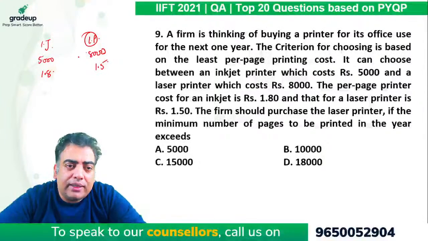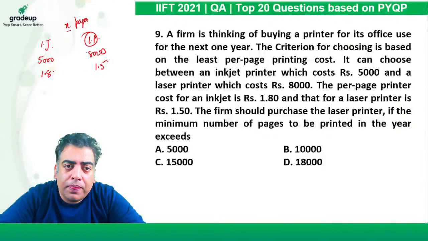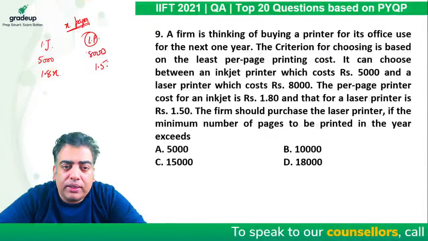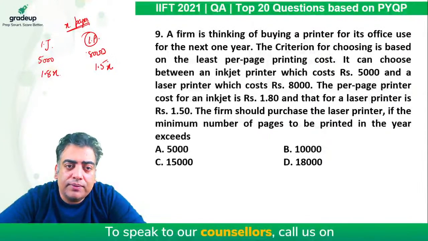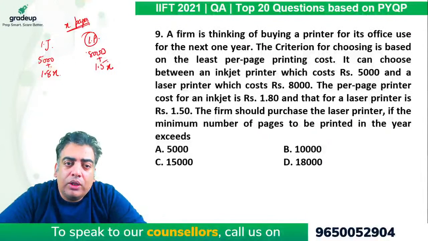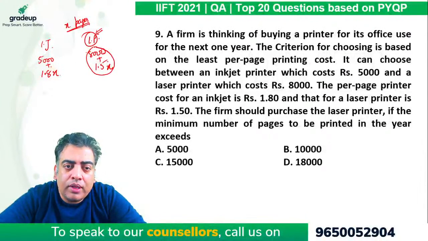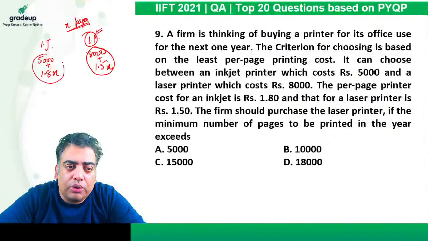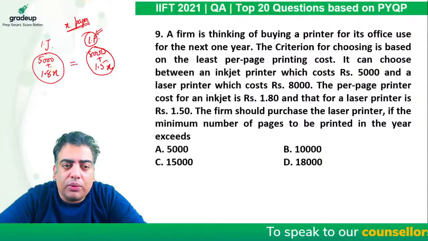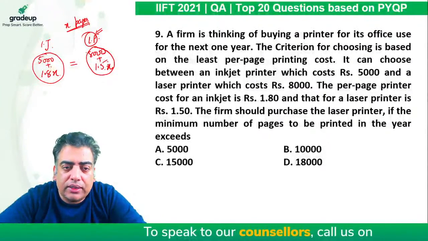So basically, let's say you are going to print x pages. Here the cost will be 1.8x plus the cost of the printer, here the cost will be 1.5x plus the cost of the printer. So this will be beneficial if this total cost comes out to be less than this total cost. In order to solve the same, just equate these two and find the value of x.